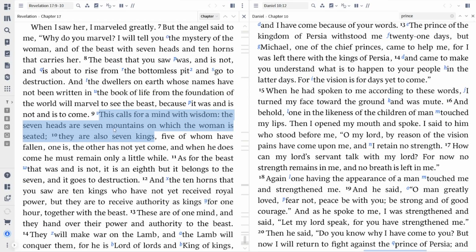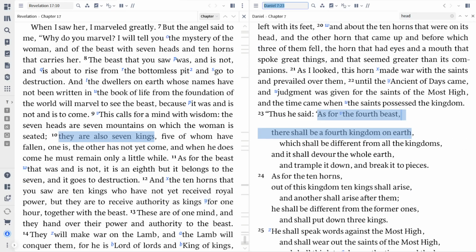So these 7 heads are 7 mountains, but they're also 7 kings, 5 of whom have fallen. So now the 7 heads are 7 kings. In Daniel, the 4 beasts were kings or kingdoms. In Revelation, there's 1 beast with 7 heads, and the 7 heads are 7 kings.